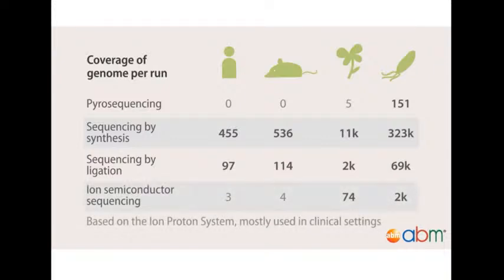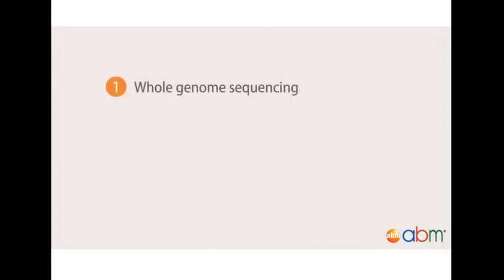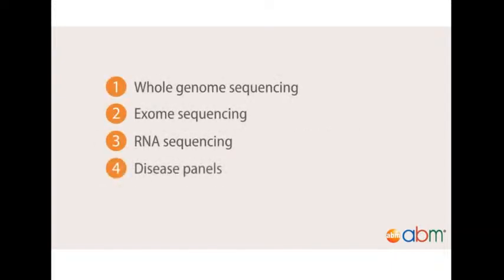The Ion Proton machine is used mostly in clinical settings because it is able to provide a sufficient size output within 2 hours. ABM offers a wide range of next-generation sequencing services. These include whole genome sequencing, exome sequencing, RNA sequencing, disease panels, lane rentals, and much more.